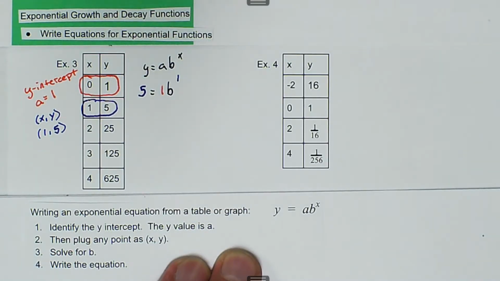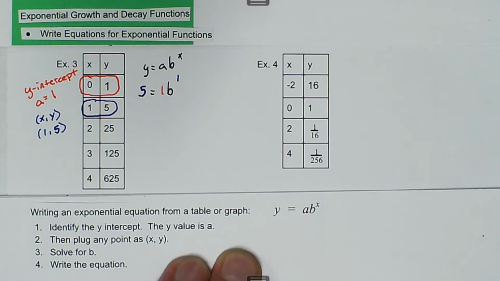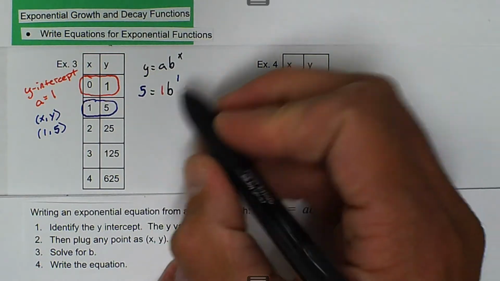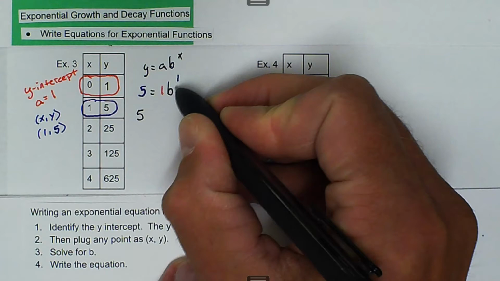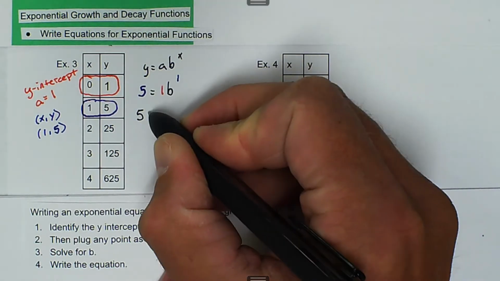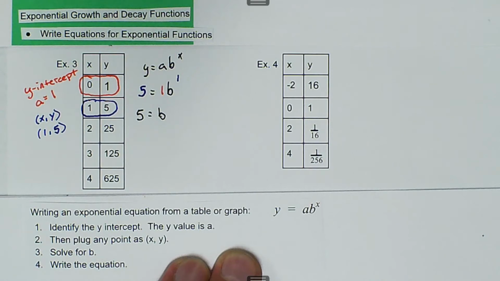So it's nice if we pick values that are real easy to work with, because this one basically solves itself without really doing any work. We can bring down the 5. B to the first power is just b, and b times 1 is just b. So b is equal to 5.